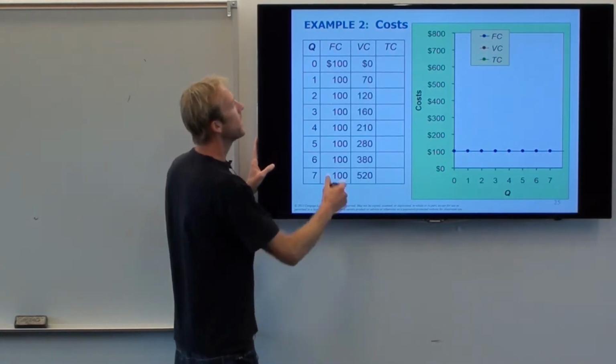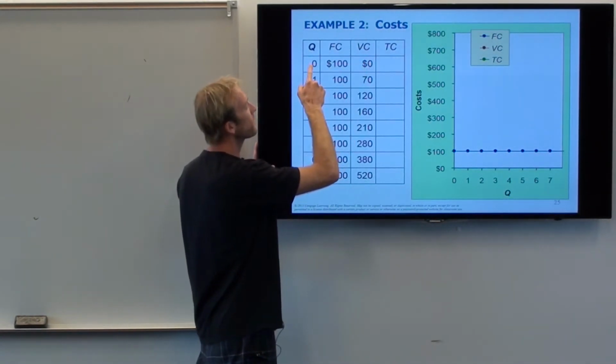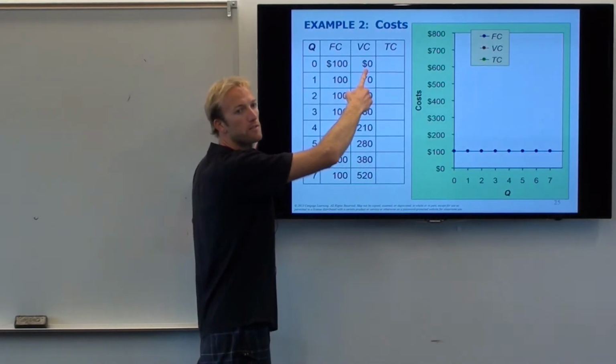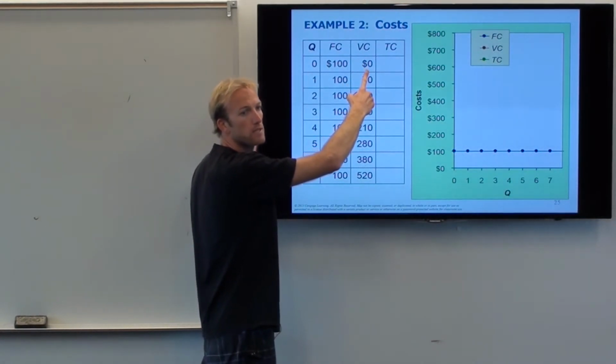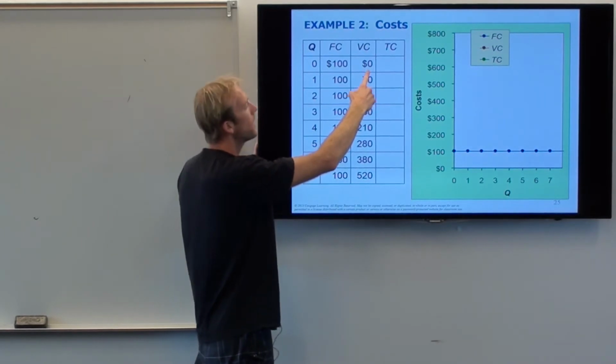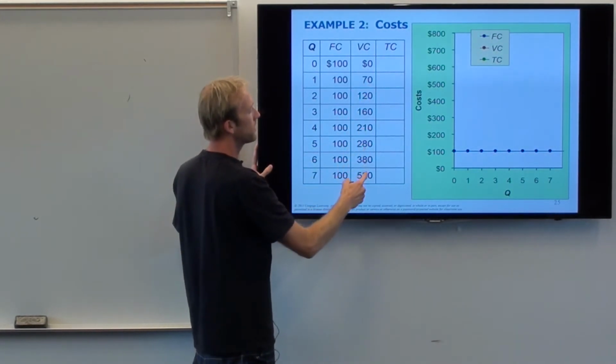Okay, variable costs. So because it's a variable cost, if I make 0, I'm going to have to pay 0 for this variable cost, whatever it is. Maybe it's the tortillas or the carne asada or something like that, okay? And then it goes up, up and up and up like this.